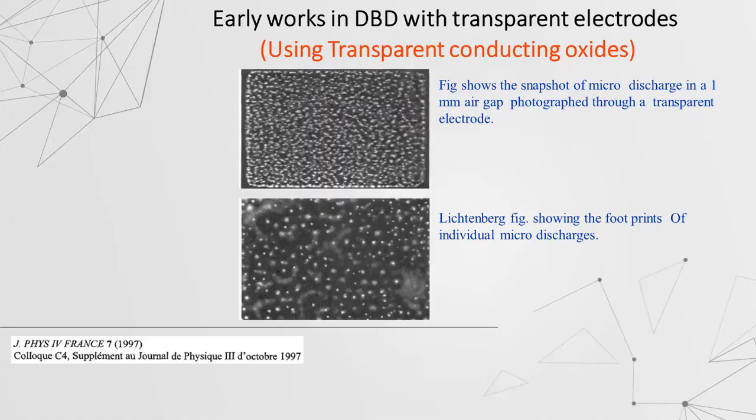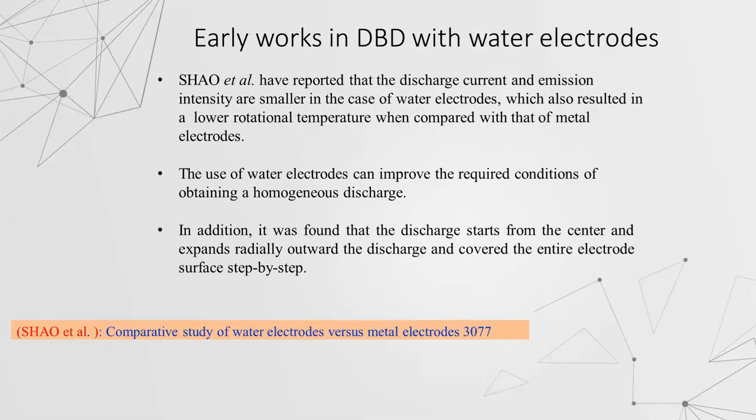And these are some early works in DBD with transparent electrodes using TCO, transparent conducting oxide. And similarly, the early works in DBD with water electrodes. Here, Sakai et al. have reported that the discharge current and emission intensity are smaller in the case of water electrodes, which also resulted in a lower rotational temperature when compared with metal electrodes. The use of water electrodes can improve the required conditions for obtaining a homogeneous discharge. In addition, it was found that the discharge starts from the center and expands radially outward, covering the entire electrode surface step by step.